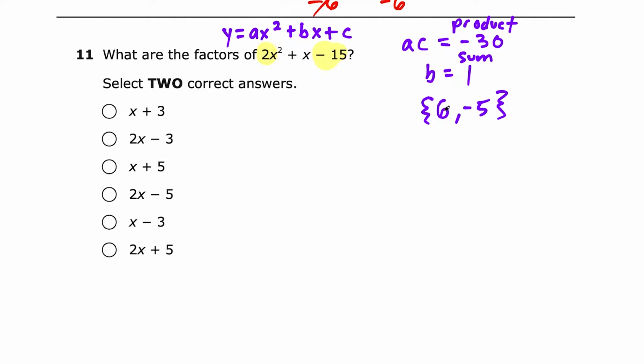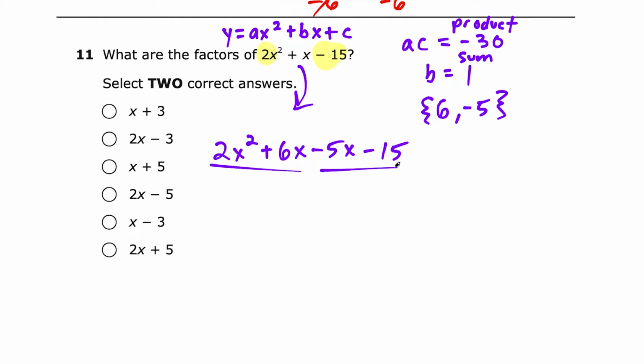So then what I do with 6 and -5 is I rewrite the middle. So I'm going to take this expression and I'm going to write it now as 2x squared plus 6x, and then I have minus 5x, and then minus 15. And notice if I do 6x minus 5x, it brings me right back to where I started. And now what I do is I do factoring by grouping. So I'm going to take out a 2x, and in parentheses, I'm going to have x plus 3.